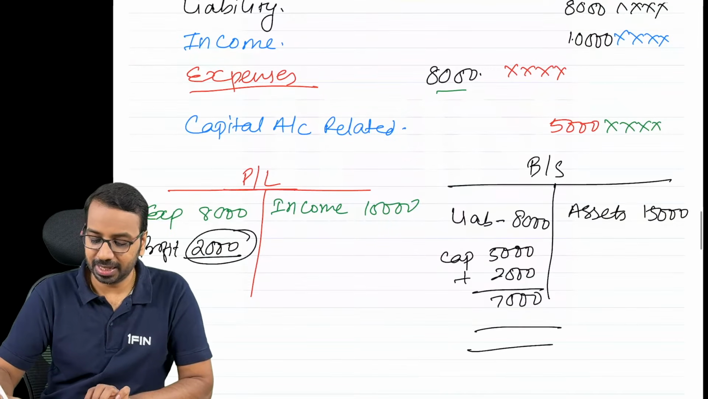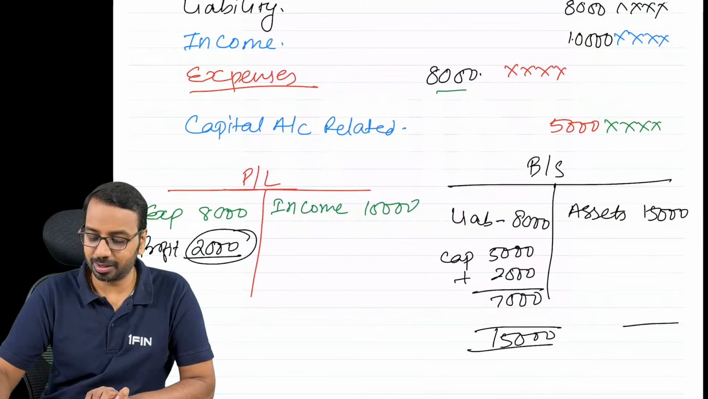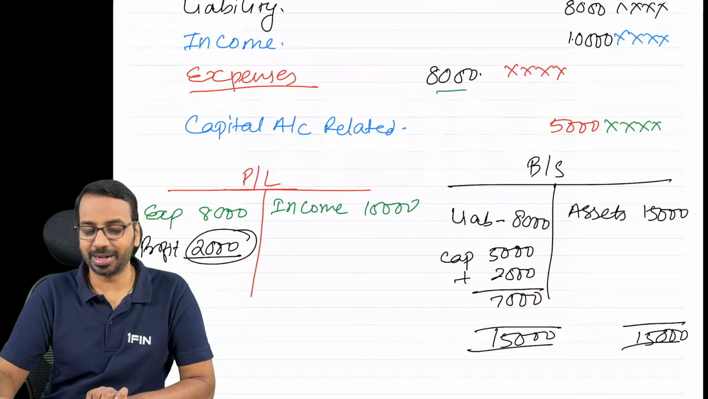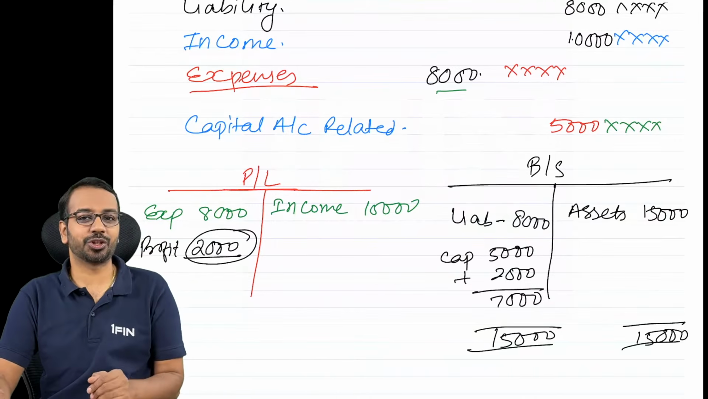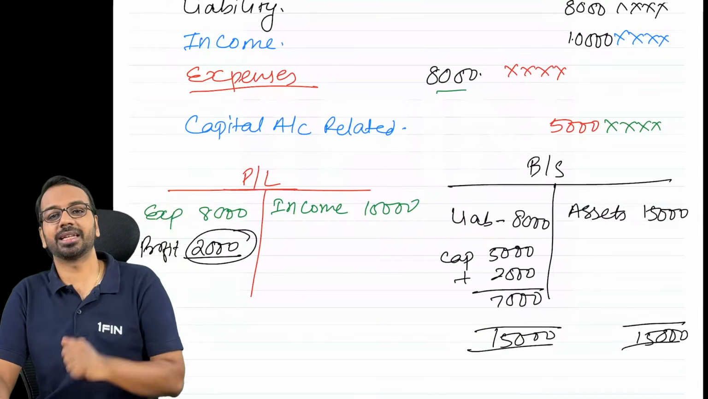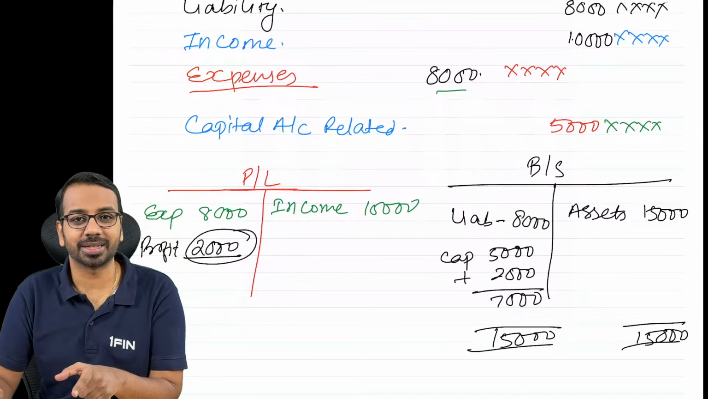Now tell me, is this balance sheet tallied or not? Now you may say, sir, if you give 5 items, even we can tally. But we get lots of adjustments in the examination. We get lots of items in the examination. How do we ensure balance sheet tally is there?